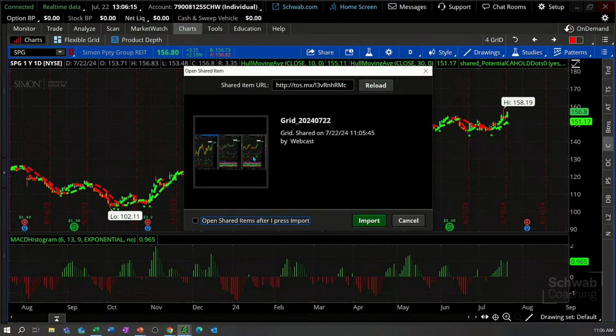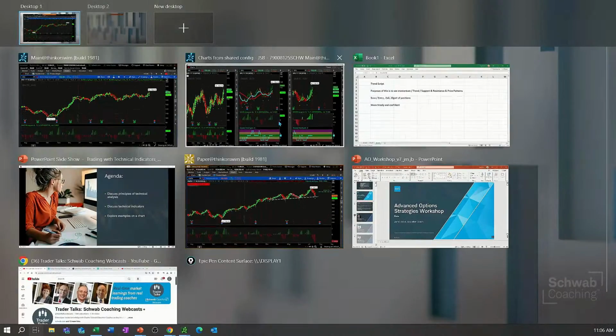And now you see it's a little 3-grid, just like I just showed you. And we'll say import that. Okay, now I'm not going to import it because I already have it. But you're going to import it if you want to. Now let's go back to getting some work done here today.